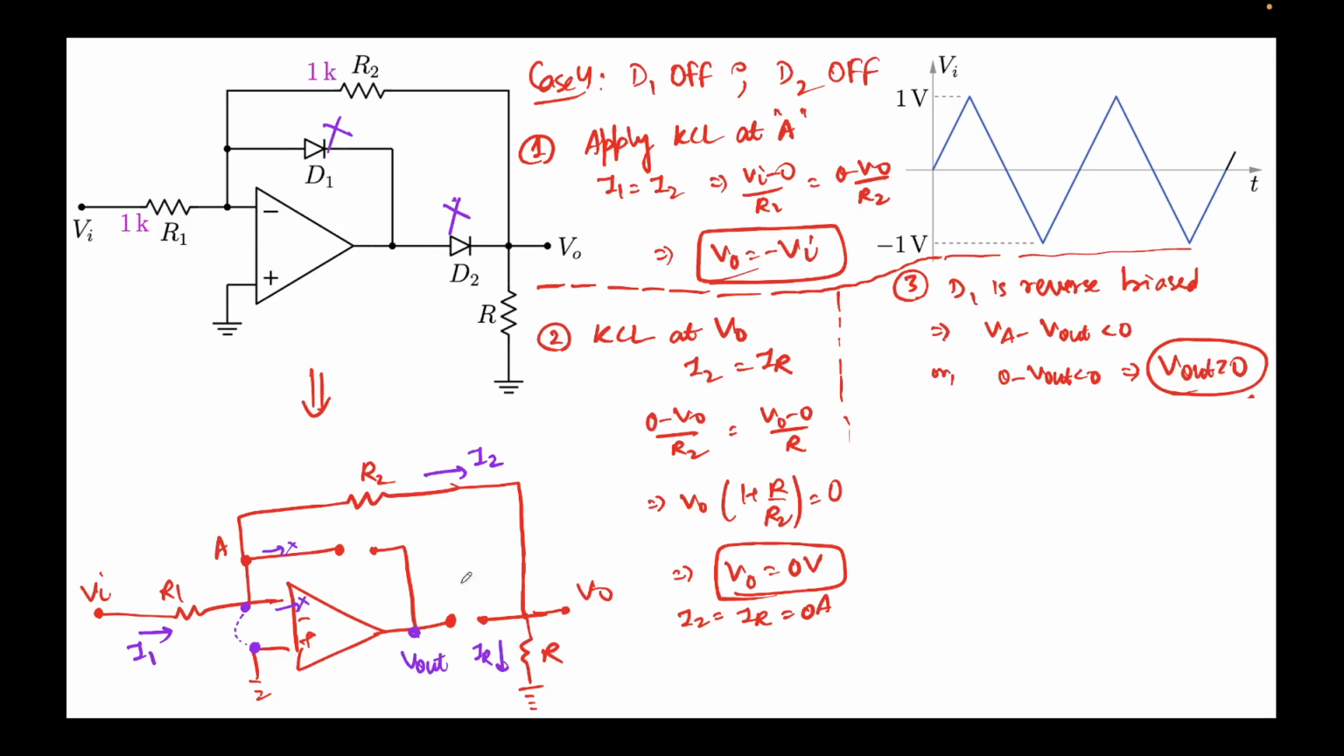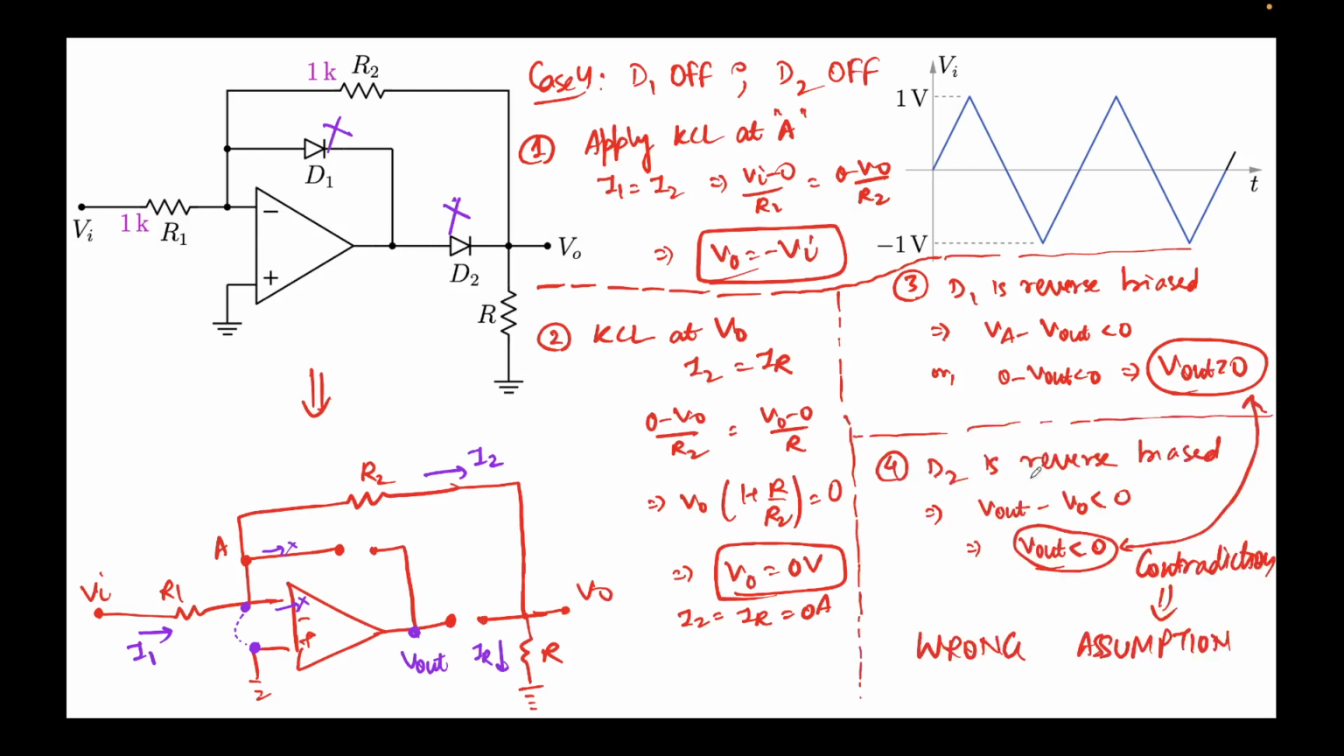Now I'll do the same thing for the diode D2. Its P terminal is sitting at V out, its N terminal is sitting at V naught, which is 0. So for D2's reverse bias, V out minus V naught should be less than 0, just like with this one here. This will give us V out is less than 0, since the V naught value is 0, remember. Here I am getting V out is greater than 0. Here I am getting V out is less than 0. This is a contradiction, right?